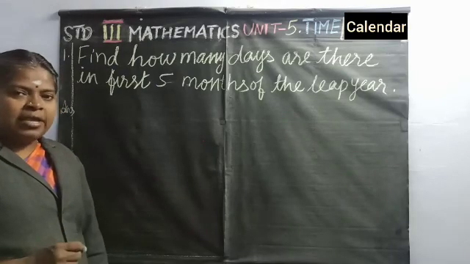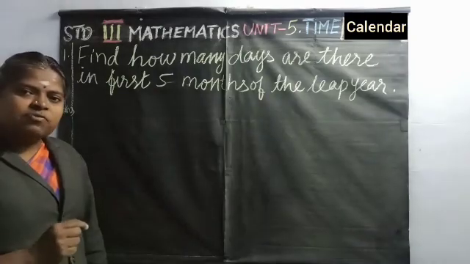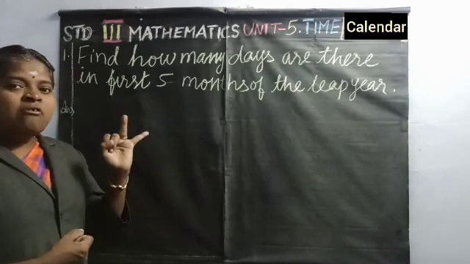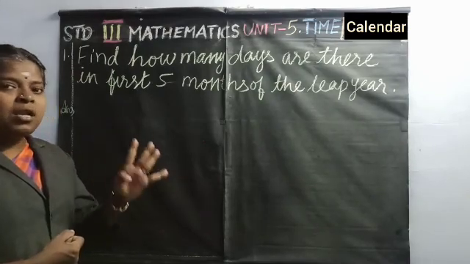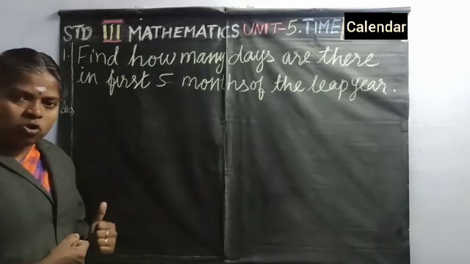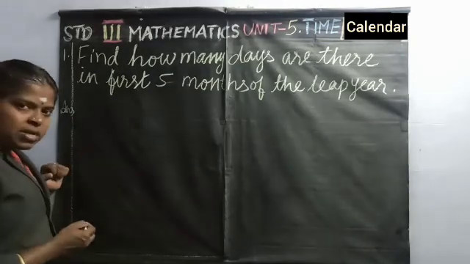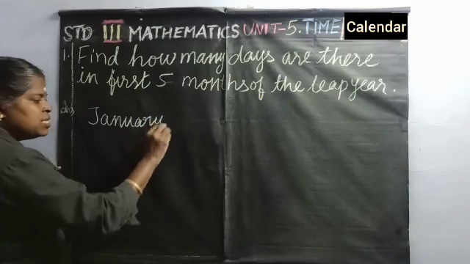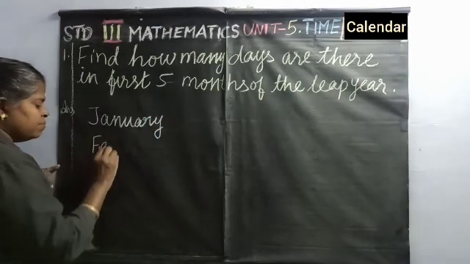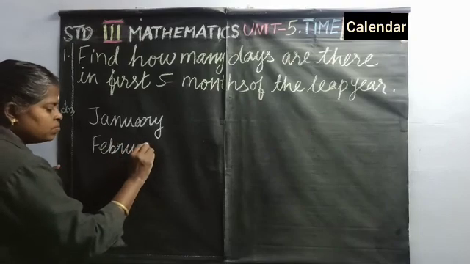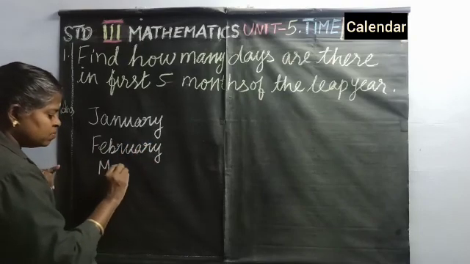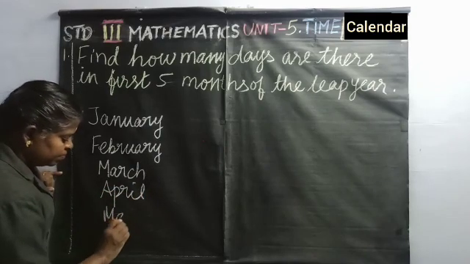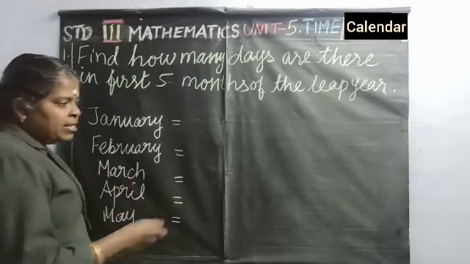Now we can find how many days are there in the first 5 months of the leap year. So what are the first 5 months? January, February, March, April, May. So till May we want to calculate the number of days. First month is January. Second month, February. March, April, May.